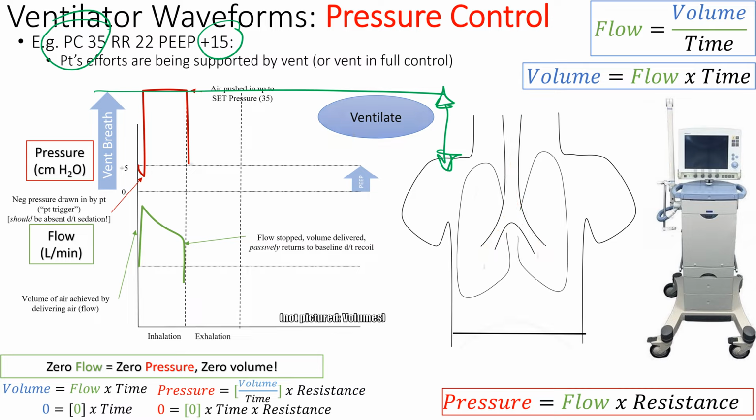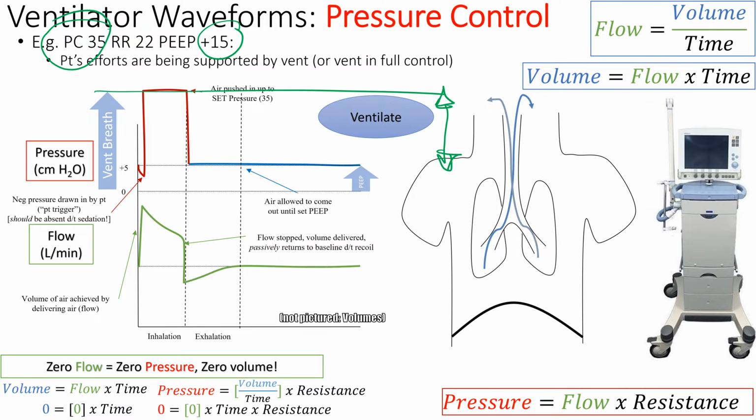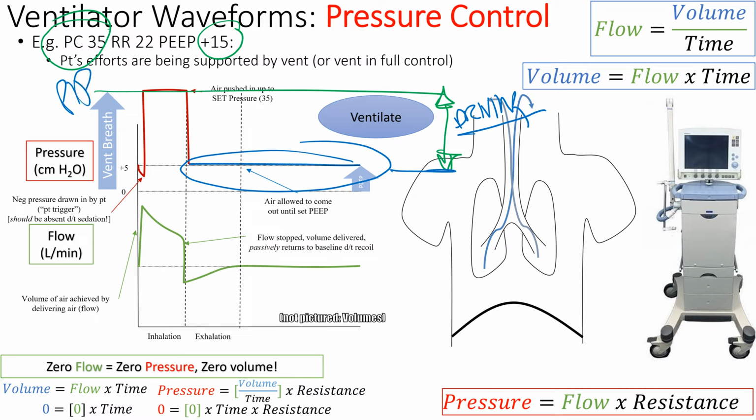And then it will stop supporting it down to whatever PEEP you set, right? So airflow is allowed to come back down to baseline. Okay, and this difference here again is our driving pressure. That's our driving pressure when we talk about driving later, and we go up to a PIP of 35, whatever we set, right? And for measuring plateau pressures, that's the next step.